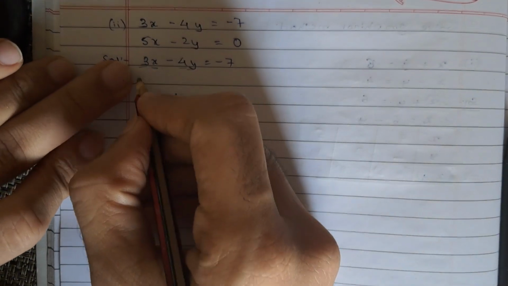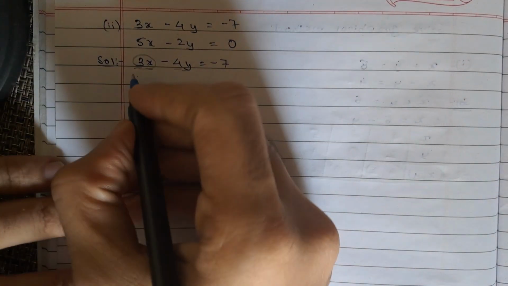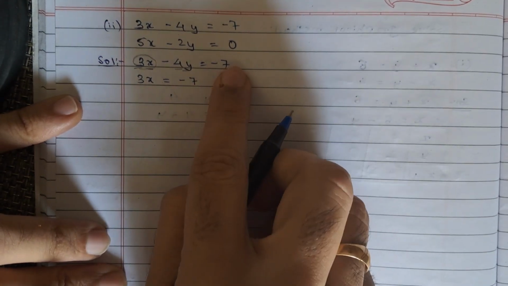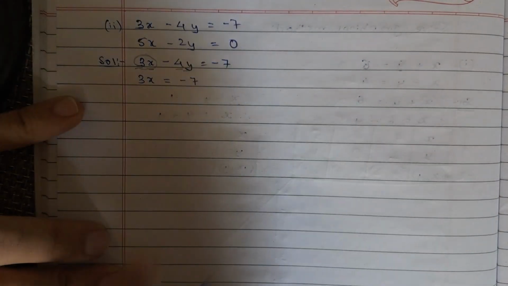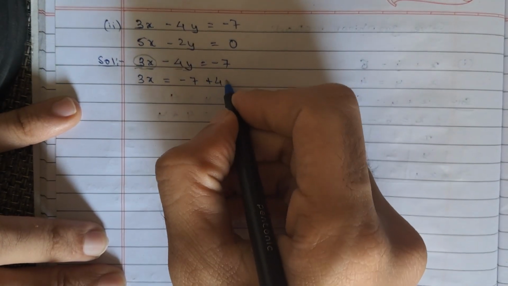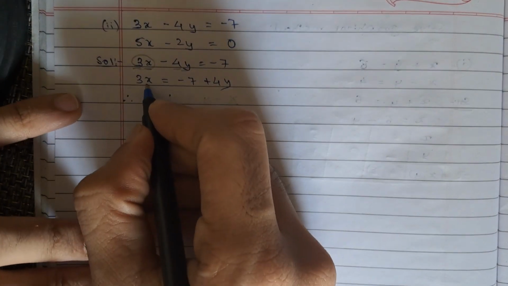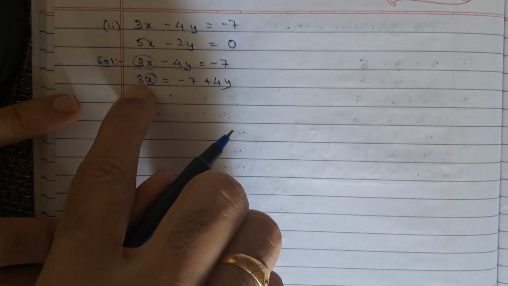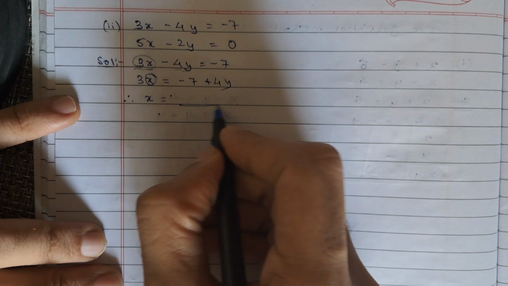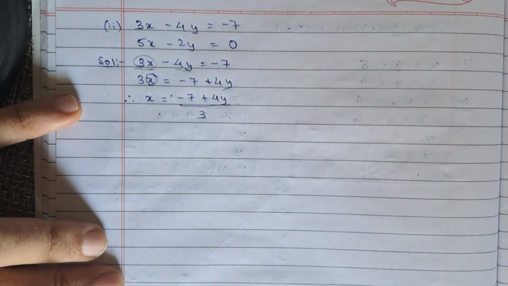So first of all I will try to keep this 3x on one side. With that intention I will write 3x is equal to minus 7. Why minus 7? Because already minus 7 is there on the other side, right? I will just keep that minus 7 and then I will bring this minus 4y over here. So it will become plus 4y. Fine. Then ultimately I want x on one side, right? So I will bring this 3 below because it is multiplied by 3. So when it comes to this side it will become divided by 3. Minus 7 plus 4y divided by 3.